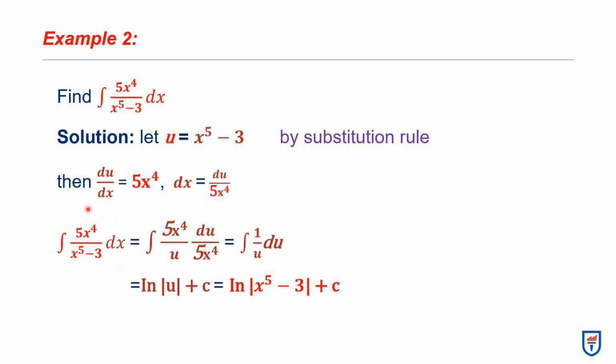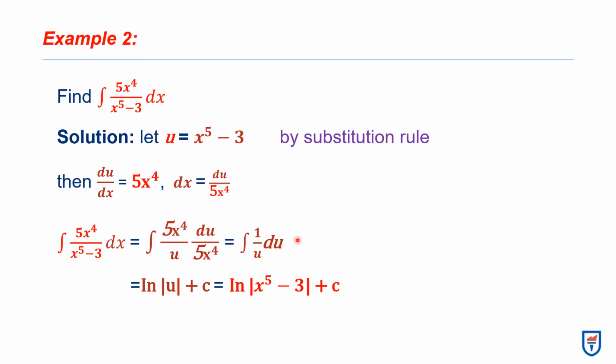And now in our original integral, which is integration of 5x to the power 4 divided by x to the power 5 minus 3 dx, we substitute the denominator with our u. So we're going to have integral of 5x to the power 4 divided by u, and in place of dx, we put du over 5x to the power 4. Now, we have 5x to the power 4 in our denominator and 5x to the power 4 in our numerator, so these are going to divide each other. So we're going to have a result of integral of 1 over u du.